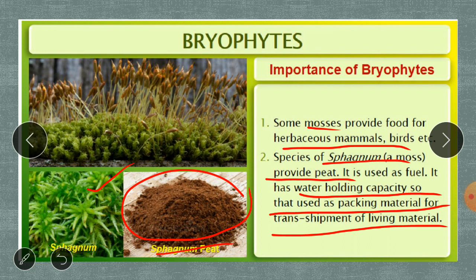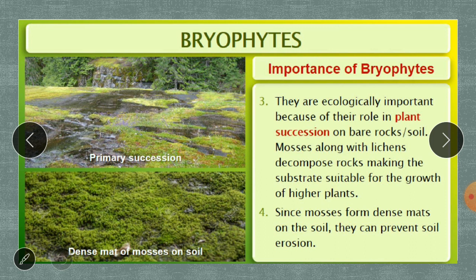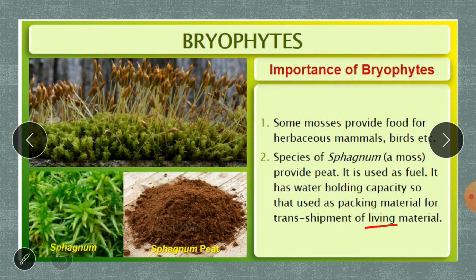This has the water holding capacity, so they are using this for the shipment of materials. That is mainly for the shipment of living materials, we use this Sphagnum peat because it will keep it fresh.